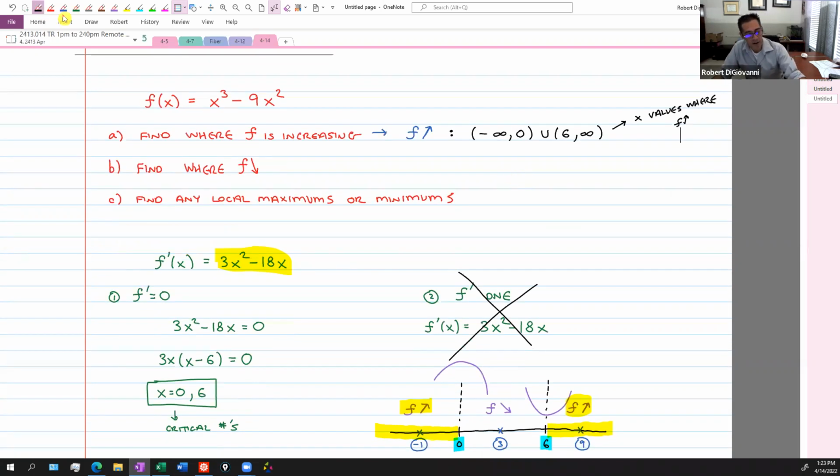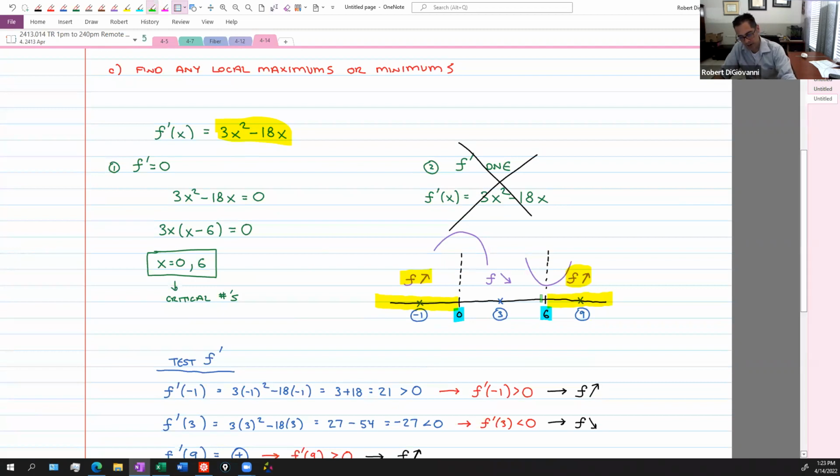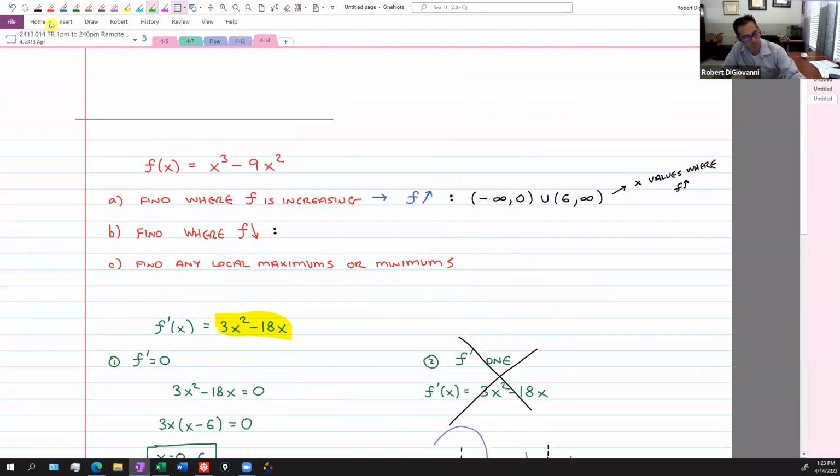All right, where is it going down? Okay, so my function is decreasing. Well, that's happening here in this green region. So that's between 0 and 6. So I'm just going to go 0, 6. And again, those are just x values.